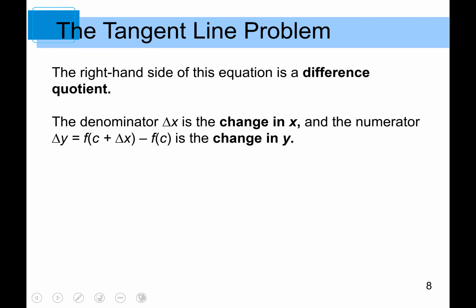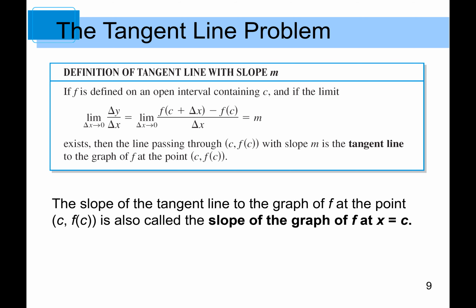So the right-hand side of this equation is a difference quotient. The denominator delta x is the change in x. The numerator delta y is the change in y, which is f of c plus delta x minus f of c. So that leads us to a definition of the tangent line with slope m.